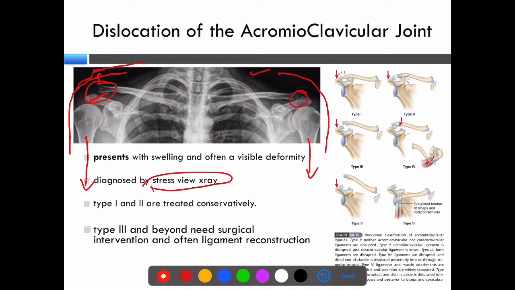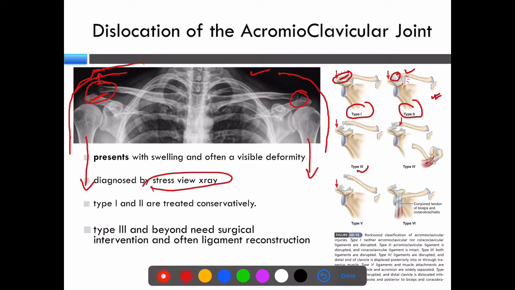In type 1, there is a mild sprain of the AC ligament. This is the AC ligament, mild sprain. It's not torn. In type 2, the AC ligament is torn, but the coracoclavicular ligaments are intact. So in these two types, there is not much displacement in the lateral end of the clavicle. So these are treated mostly conservatively with collar and cuff sling for 3 to 4 weeks, then early mobilization.